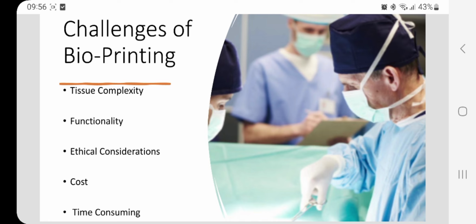Time consuming. Bioprinting is a time-consuming process. Creating complex tissues or organs can take weeks or even months, which may not be feasible for patients in urgent need of transplants. These challenges address the ongoing efforts to make bioprinting more accessible and more medically available. Researchers need to work together to overcome these obstacles to better treat patients and others in need.